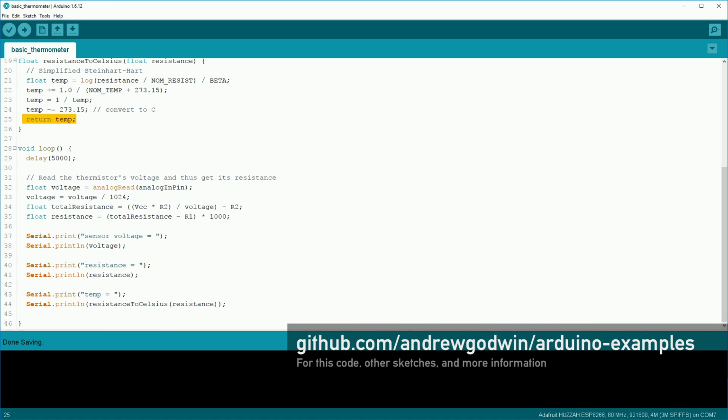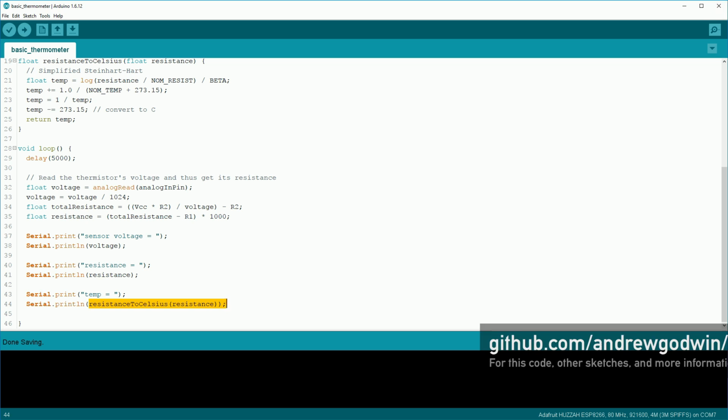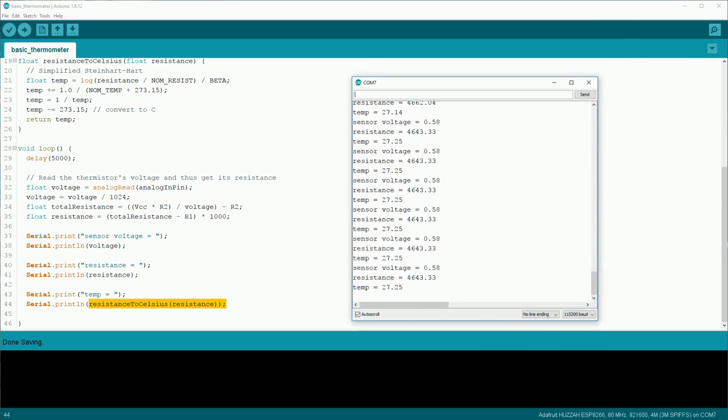All in all, we end up with a nice loop, which every 5 seconds measures the voltage, works out the resistance, and then tells us that temperature in Celsius. As you can see, I already have it running right here. In fact, if I put my finger on the thermistor, you can see the voltage increase and the temperature increasing as well.